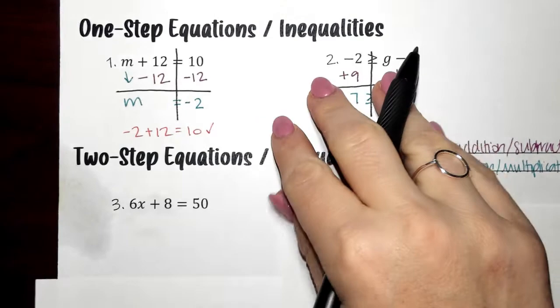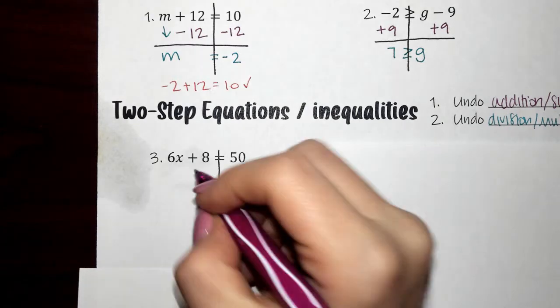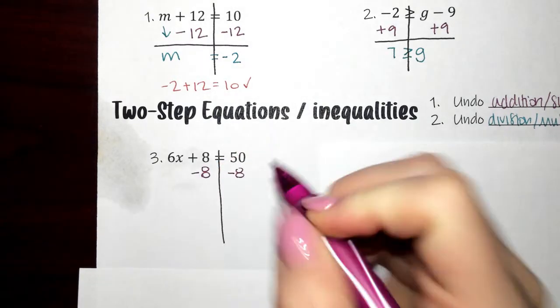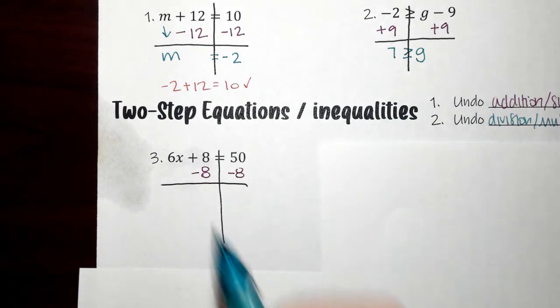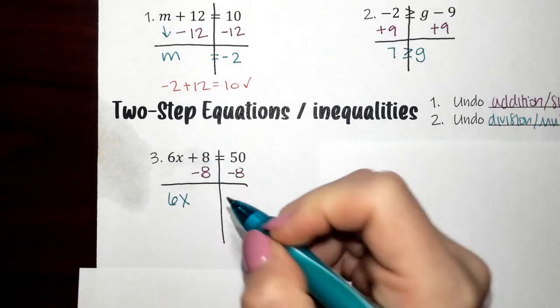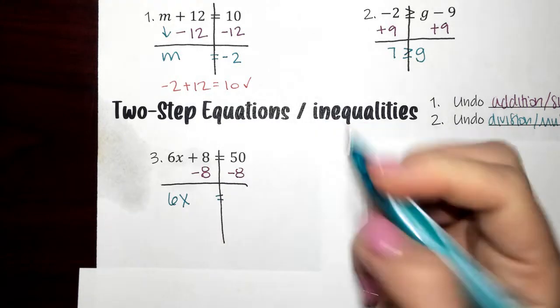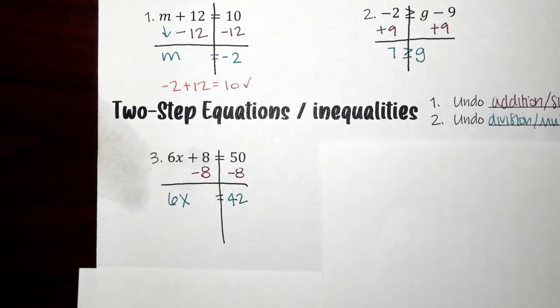So I'm still going to do the same thing. I'm going to draw my wall here. So we're going to take care of what is being added or subtracted first. So right here we've got add 8, so I'm going to do the opposite operation on both sides and bring down, we've got 6x. Positive 8 minus 8 is 0. 50 minus 8 is 42.